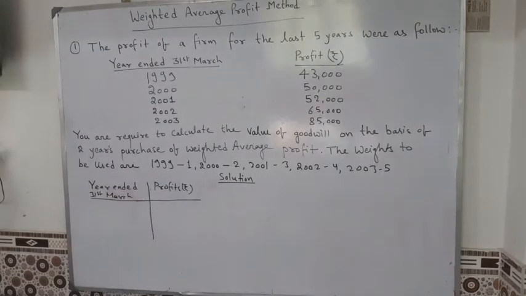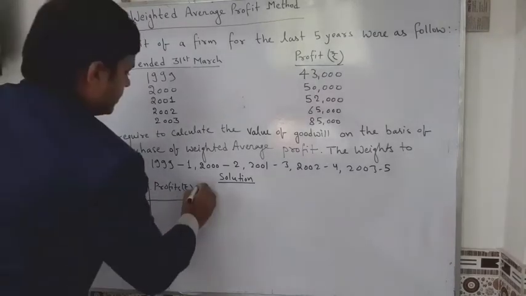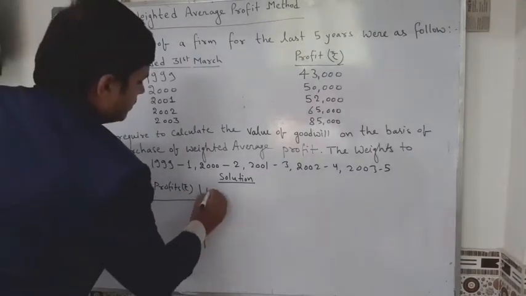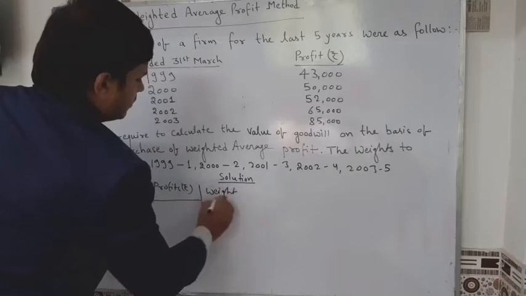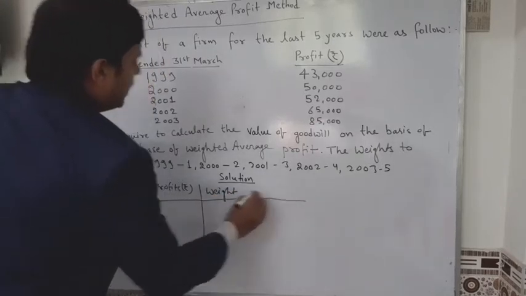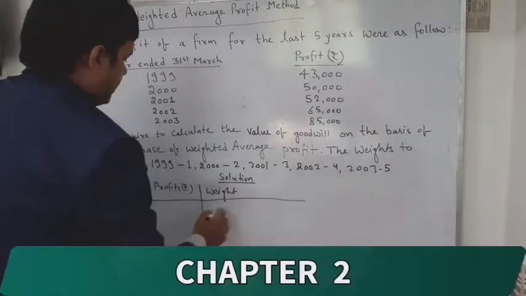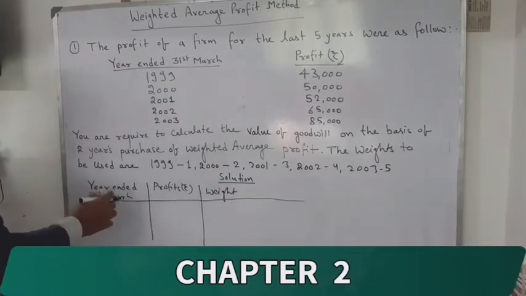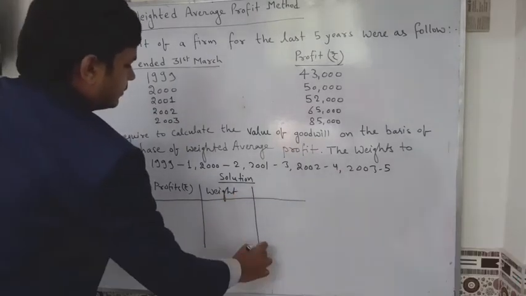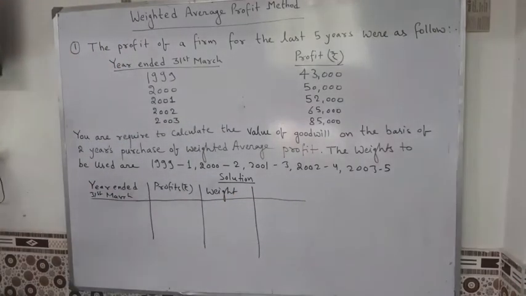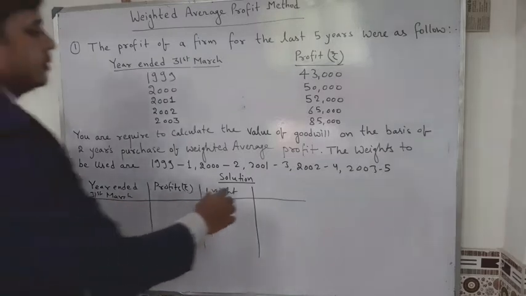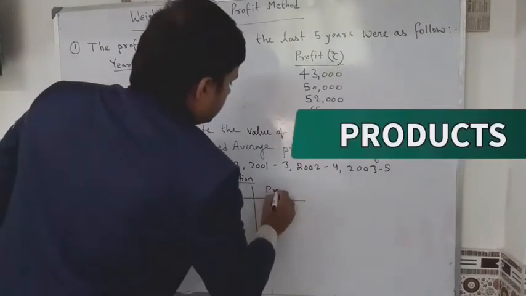Please see it. Next, weight. How much weight? 1, 2, 3, 4, 5. Here you write 1, 2, 3, 4, 5. Next and last, products.